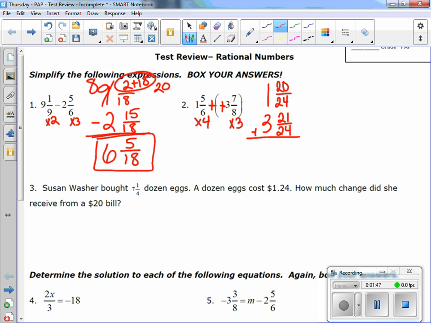So the tops give me 41 over 24, and the whole numbers is 4. 24 goes into 41 one time, which makes this now a 5. And 41 minus 24, that's 17 left over. Always remember to check your fractional part and see if it can be simplified. Neither of these could, so we'll just move on.